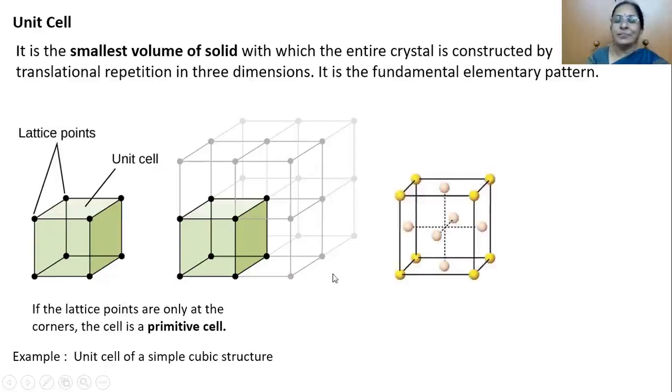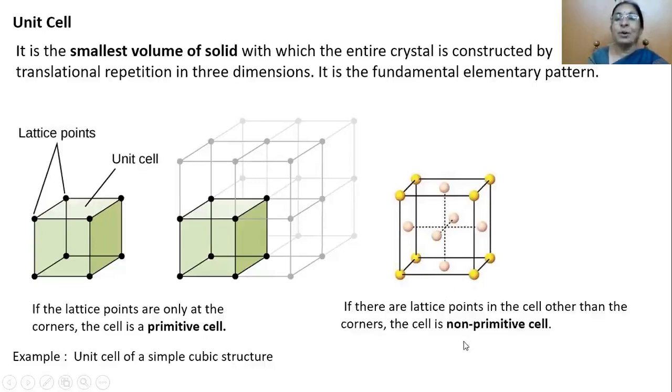Now consider this structure. You can see lattice points at the corners of the faces of this three-dimensional picture. Also, you can find some lattice points at the center of this face, at the center of this face, at the center of this face, and the back, the front face, and the down face. So if you find lattice points at every corner as well as some more lattice points on the faces, such a type of unit cell is called a non-primitive cell. So this non-primitive cell is an example of a face-centered cubic structure.